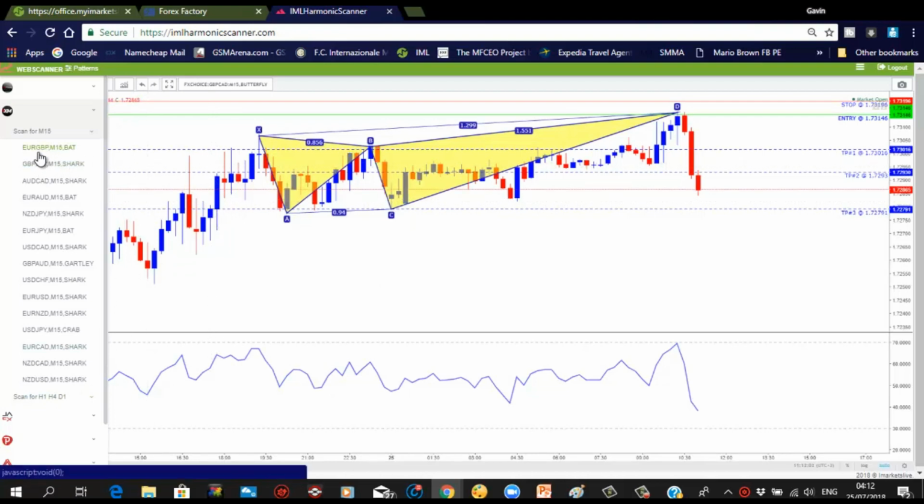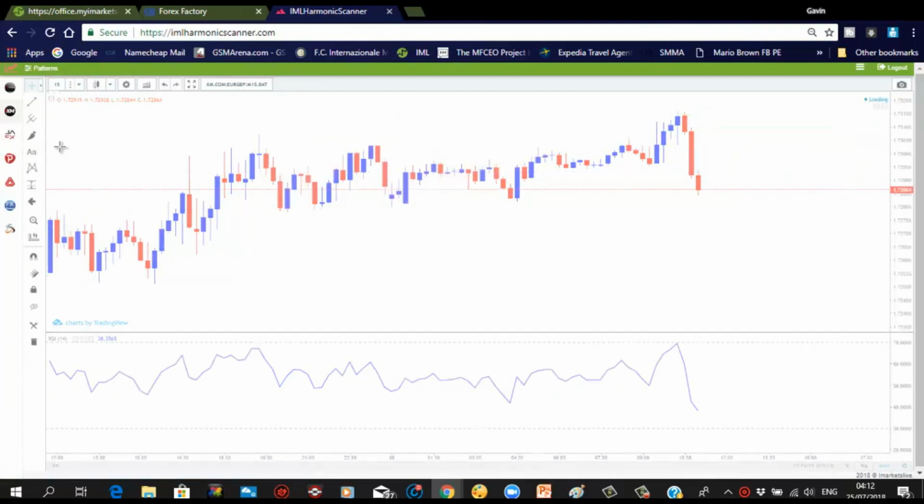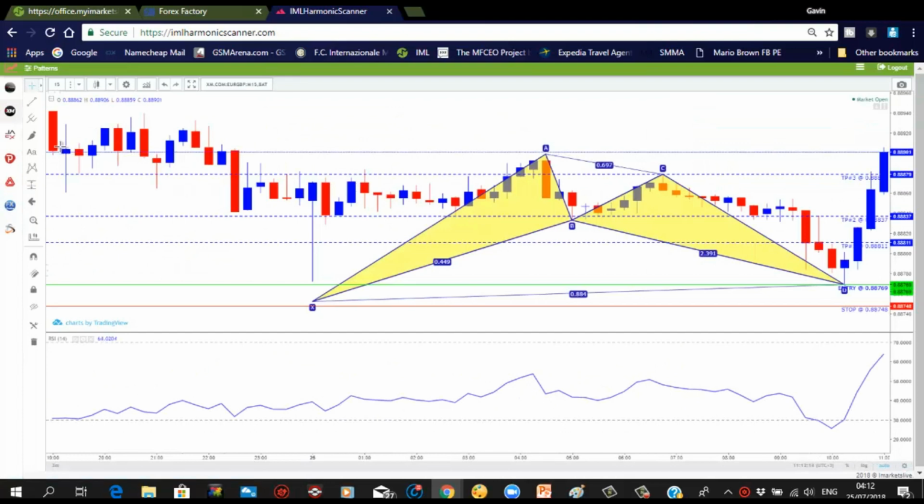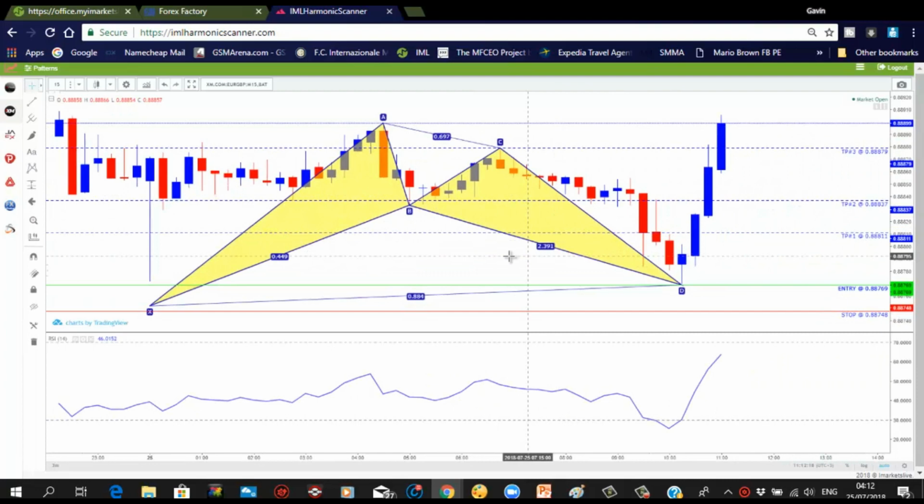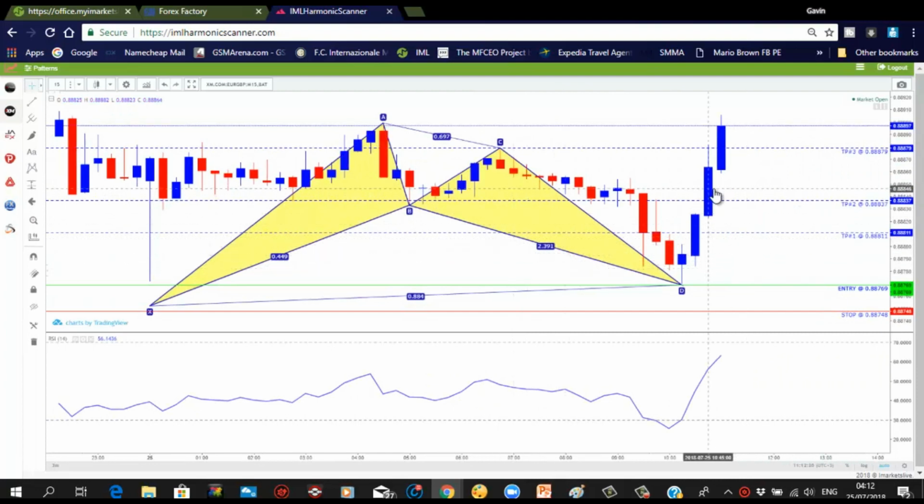Now, as you can see as well, the currency pairs here, as well as the type of patterns. We got the Euro GBP, and then we have the bat pattern. So let's click on Euro GBP. Wow, look at this trade, all the way up, smash all three take profits.